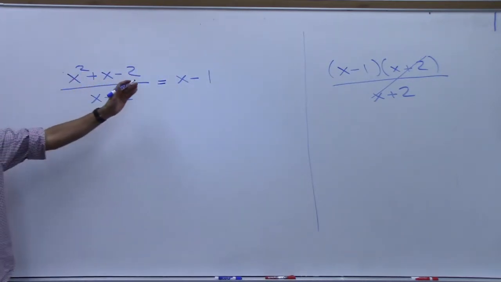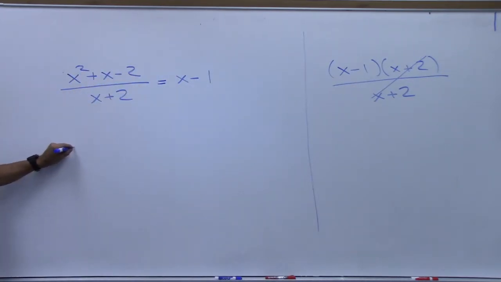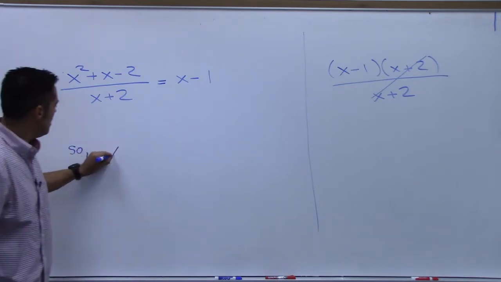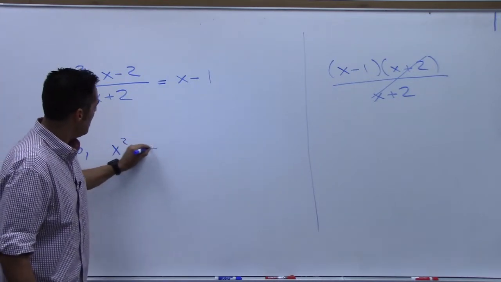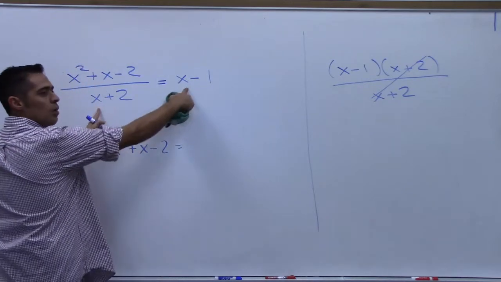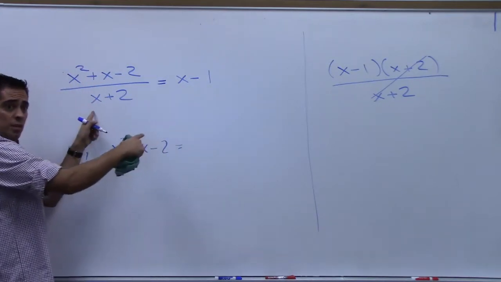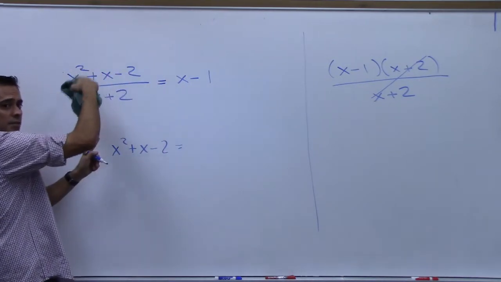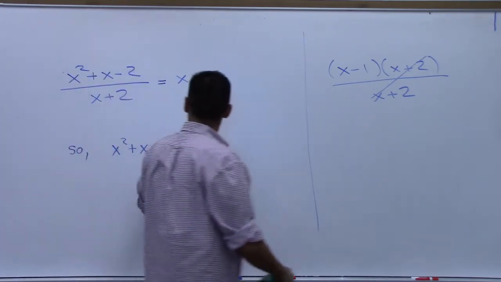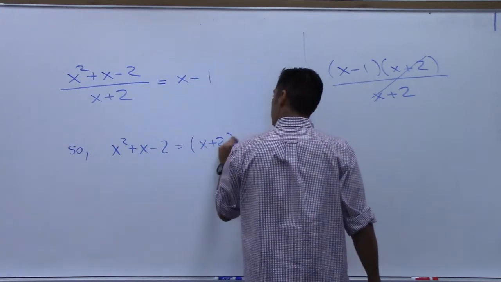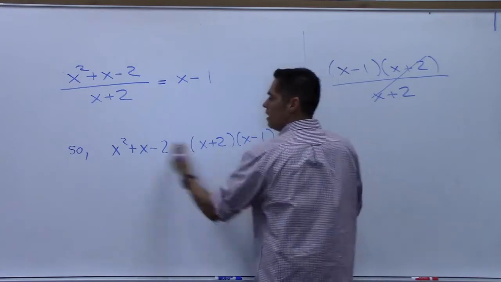This should be this. And that tells us x squared plus x minus 2 equals these two multiplied. This is like the 3 and the 5 and the 15. Understand? So this tells us that x plus 2 times x minus 1 equals this.